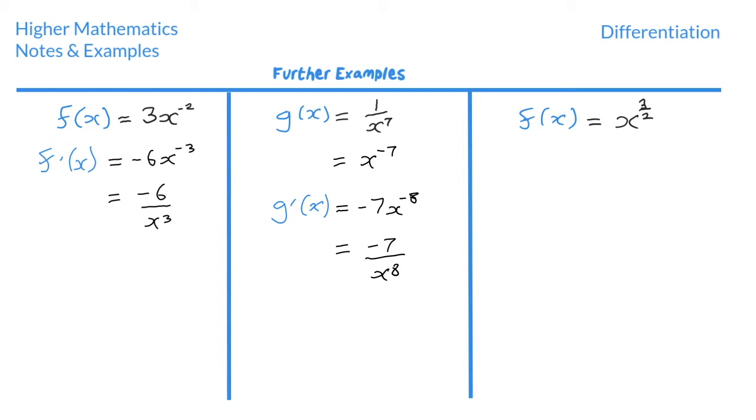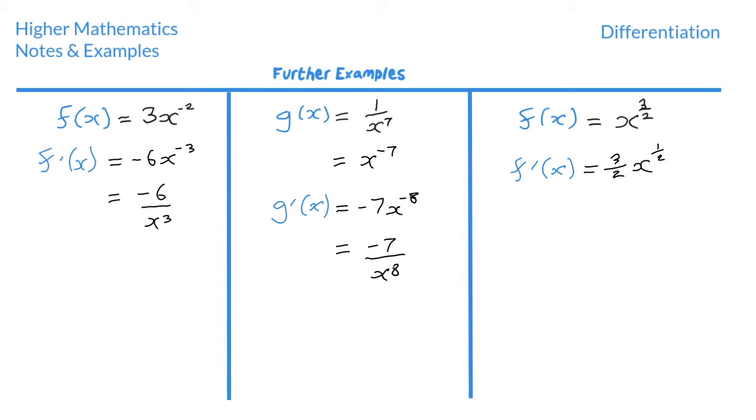Third example here, f of x has a fractional power, so it's x to the power 3 over 2. So for the derivative, we follow the rule again, we multiply by the power. This time it's a fraction, so it'll be 3 over 2 multiplied by x, and the power needs to drop by 1. 3 over 2 is 1.5. 1.5 take away 1 would be 1/2.